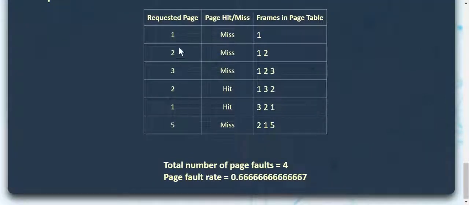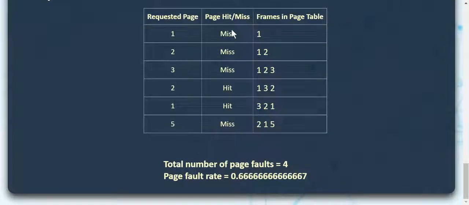Now, when the first 3 requests come up, there is space available in the page table and the pages do not exist in the page table already. So we directly insert the pages in the page table and it will be a page miss. Now when the request for 2 again comes up, it is already present in the page table, so it will be a page hit. Similarly, when the request for 1 comes up, it is already present in the page table and it will be a page hit.